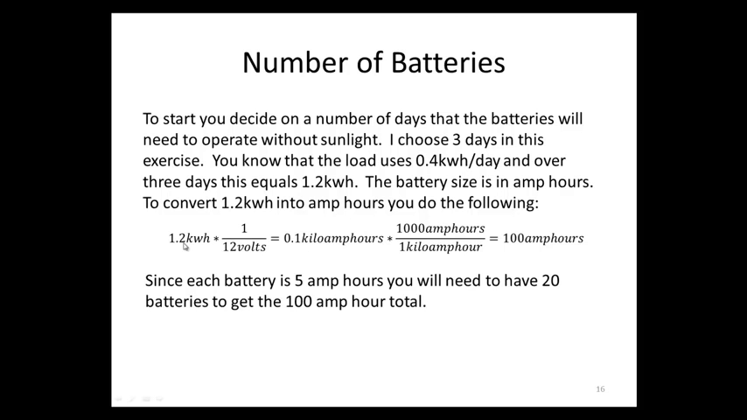And how we do that is, we know that when we divide watts by volts, we get amps. So we have kilowatt hours, we divide by volts, and we get kilo amp hours. And then again we do our unit conversion with kilo, that we know 1,000 amp hours is in 1 kilo amp hour, so we need 100 amp hours. And since each battery is 5 amp hours, you need to have 20 batteries to get the 100 amp hour total. So that's how we figure out the number of batteries.